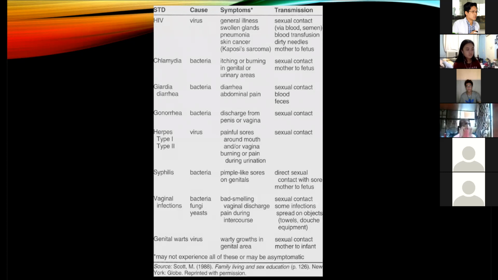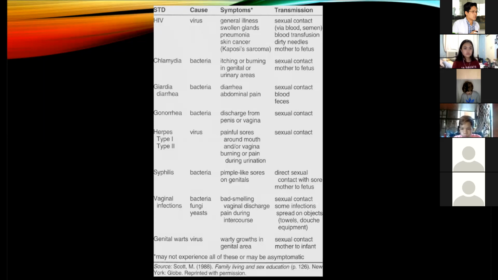Painful sores around the mouth and vagina, burning or pain during urination, burning sensation. The difference is the amount of sores. Type 2 herpes usually has reoccurrence, magbalik-balik, reoccurrence.